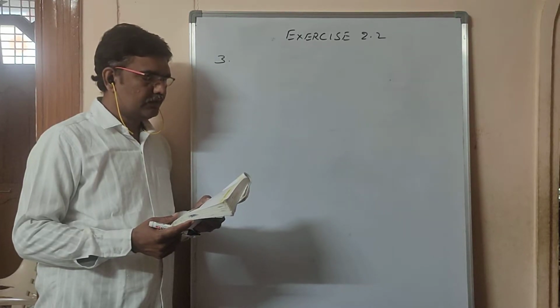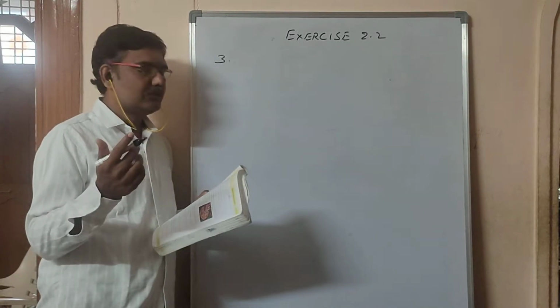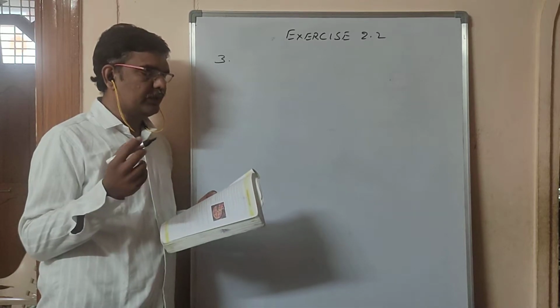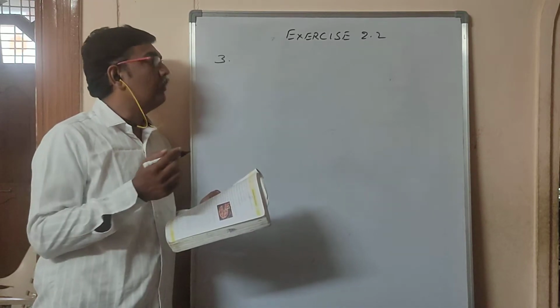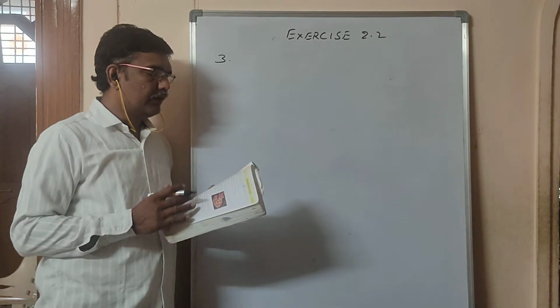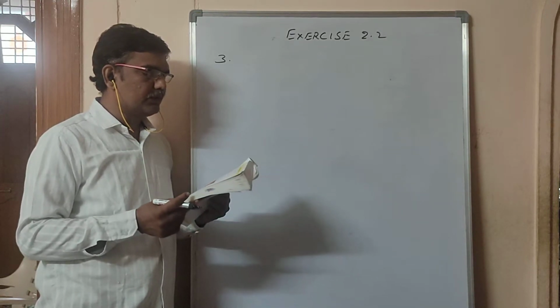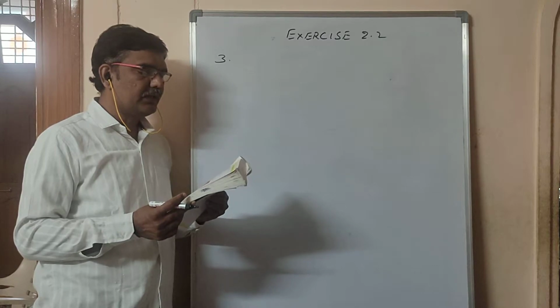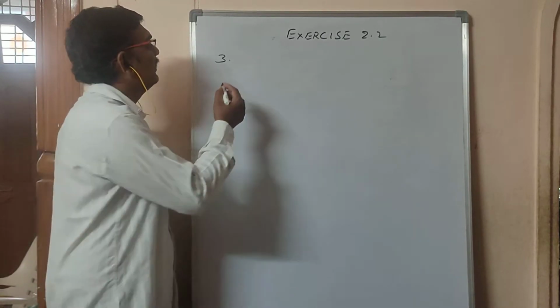Good morning, children. In the last class, we said that in 2.2 the second question is completed. Now we will go from the third question onwards. The third question is, what are those two numbers whose sum is 58 and difference is 28?